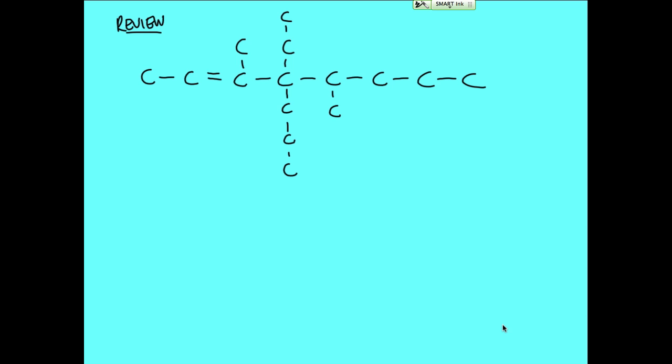The first thing we want to do is find the long chain. The long chain, to me, looks like it just simply goes through. Remember, it must go through the double bond. So 1, 2, 3, 4, 5, 6, 7, 8. It's an 8-membered long chain. Then we take a look at the branches. This branch is a methyl. This is an ethyl. This is a propyl, and this is also a methyl.